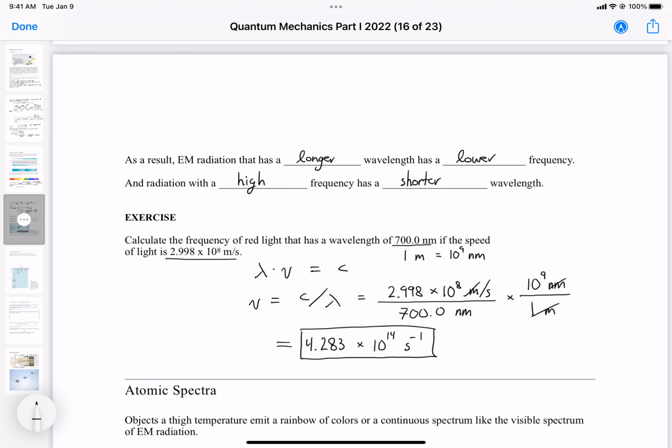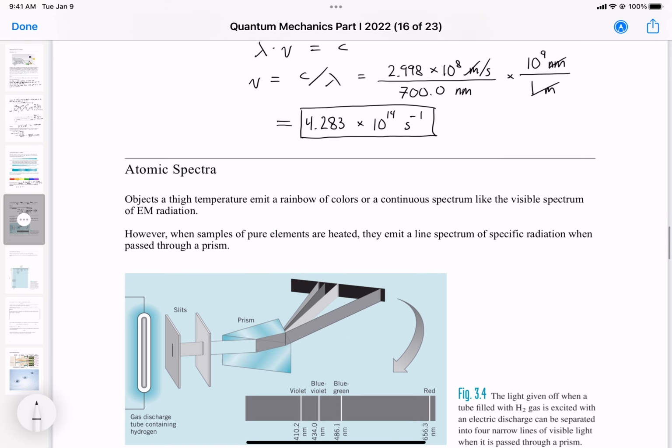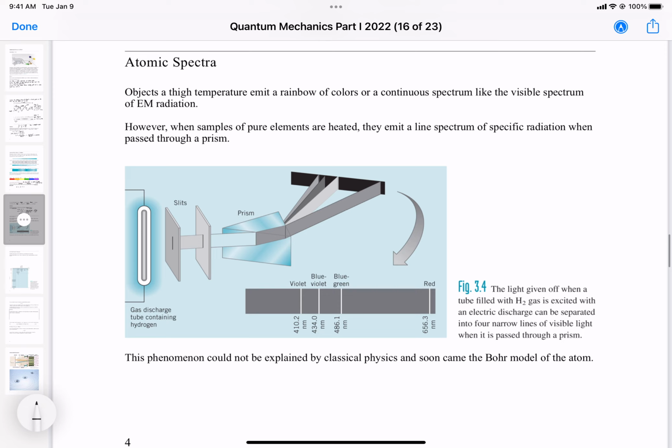Okay, so let's move on to the next topic here. All right, so here we're kind of getting more into quantum mechanics now. Atomic spectra. So if we think about the continuous spectrum, eventually, if you heat objects. Oh, sorry. There's a typo here. My apologies.